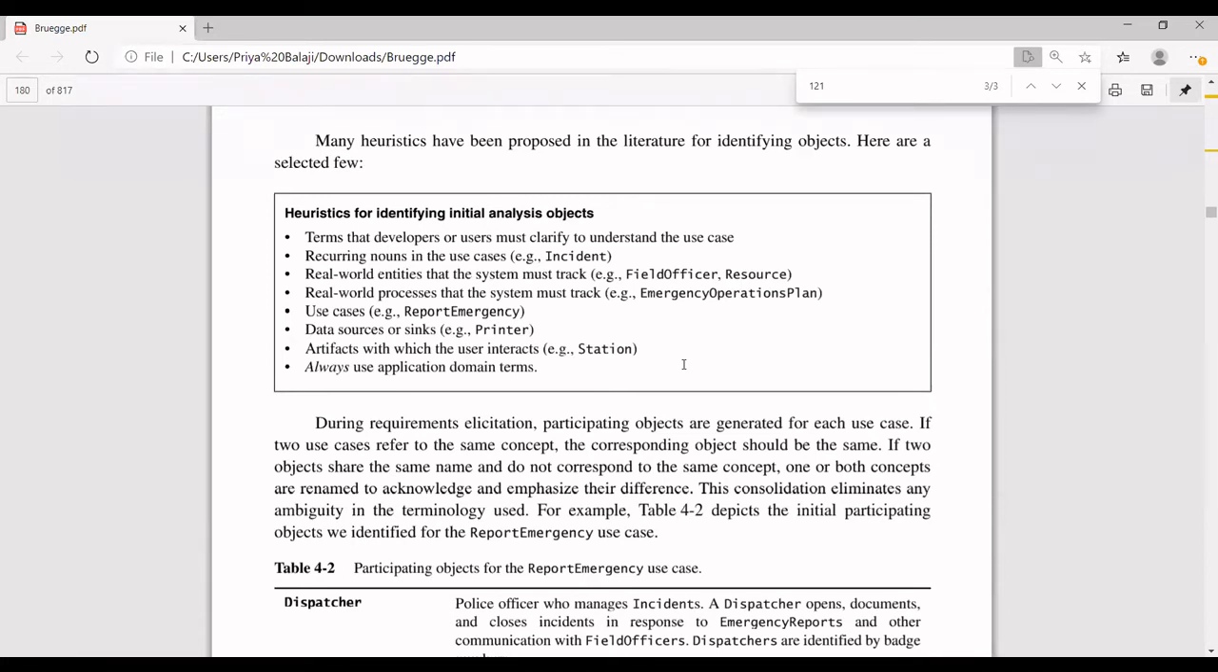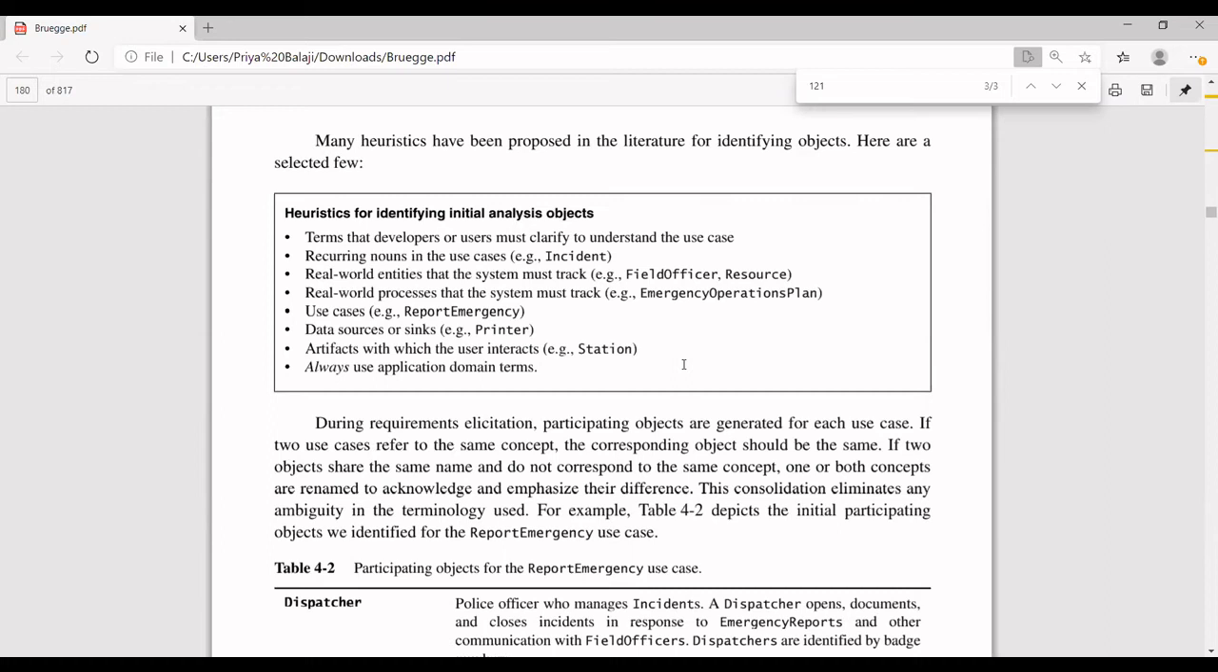Now I'm asking you to do the sequence diagram for report emergency. What objects will you have in your sequence diagram? First, who will be there? The field officer will initiate there. So to whom is he going to communicate? To the dispatcher. He can't directly communicate to the dispatcher.